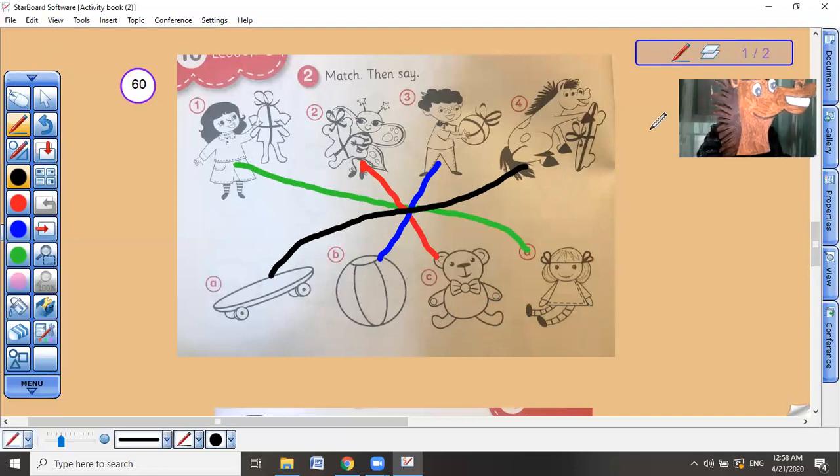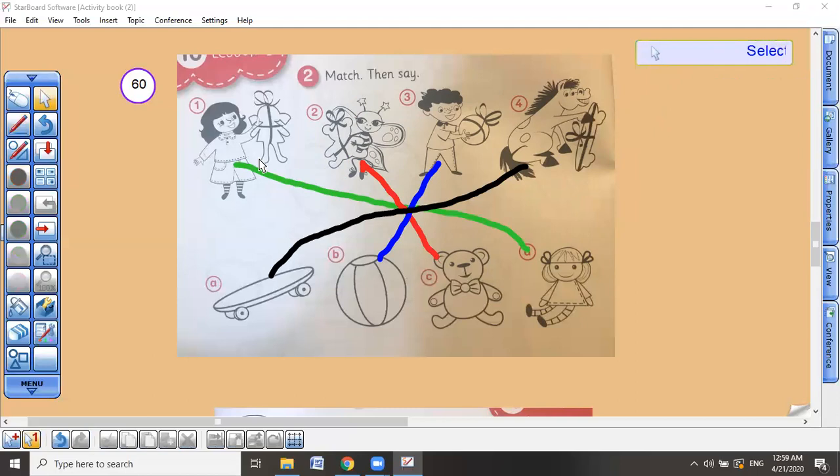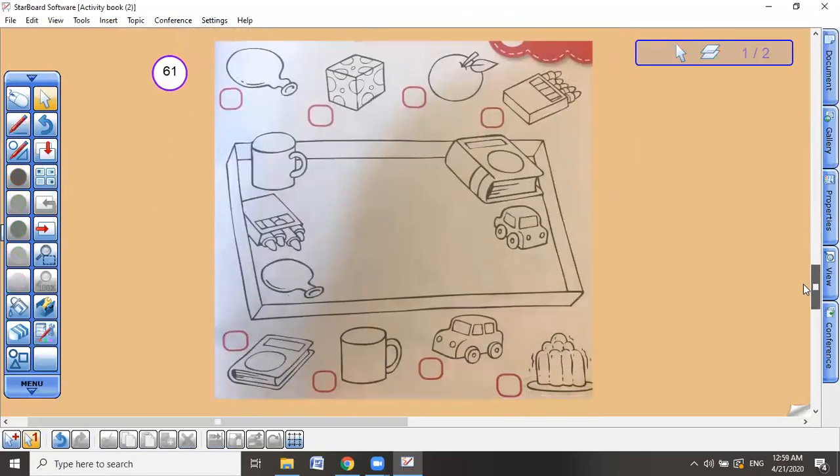So look who's here. Horsey. Hello. I am Horsey. I've got a skateboard. Excellent, Horsey. So say bye, Horsey. Bye, Horsey. Good job. Now, after you finish this exercise, please move to page 61.